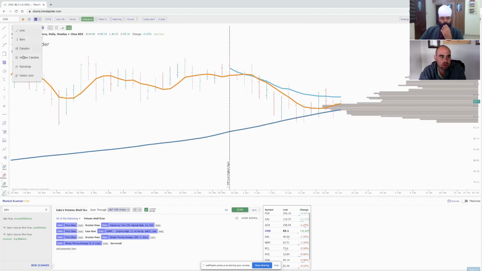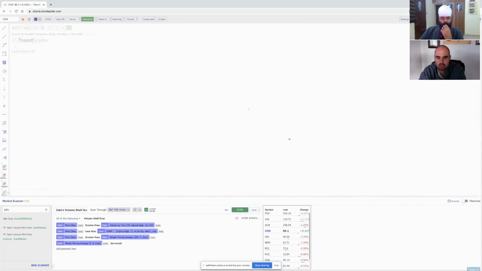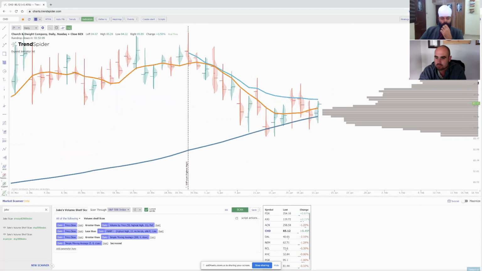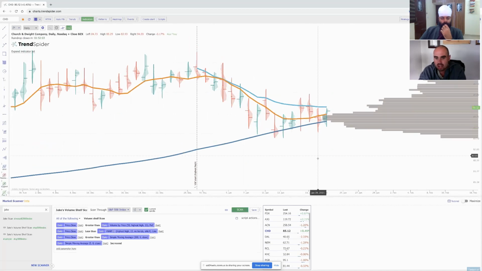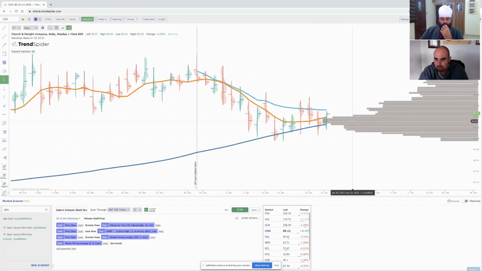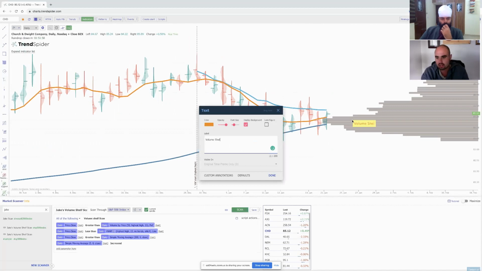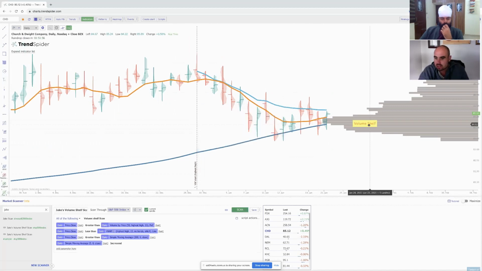CHD, I have no idea what this company is or what they do. However, this is a pretty textbook setup. We're right along the simple moving average 200. We're right below this anchored VWAP from the swing high. We have this massive volume shelf forming here. And to me, this tells me that this could be a potential move to the upside. So this is how I like to use the scanner.